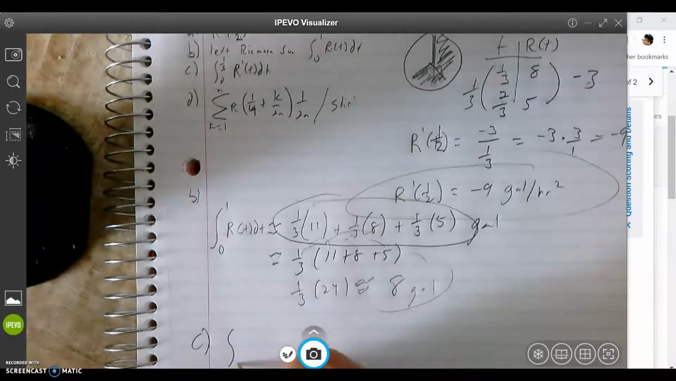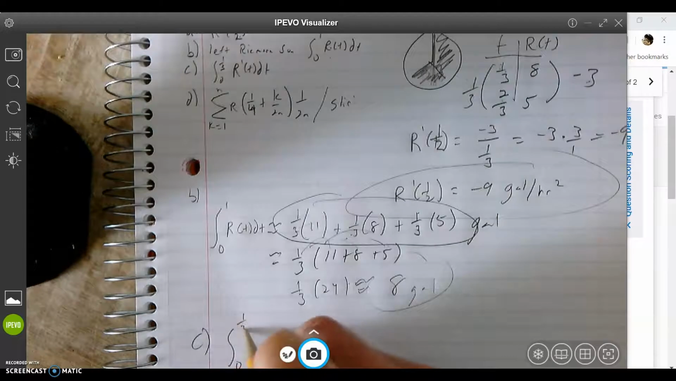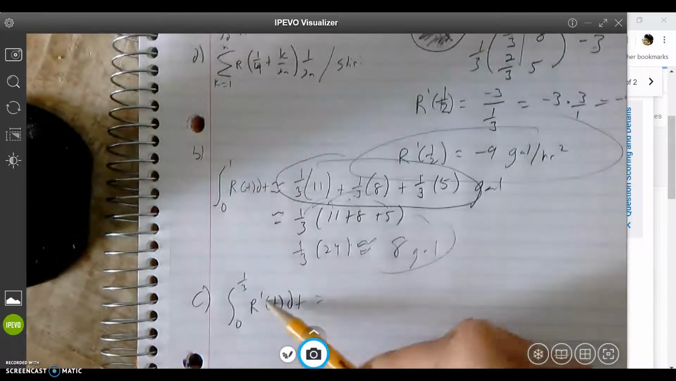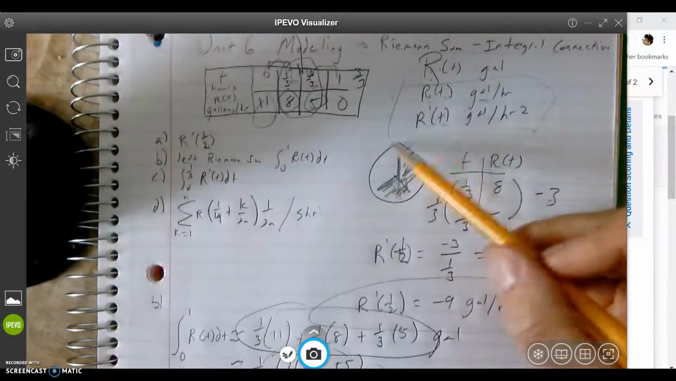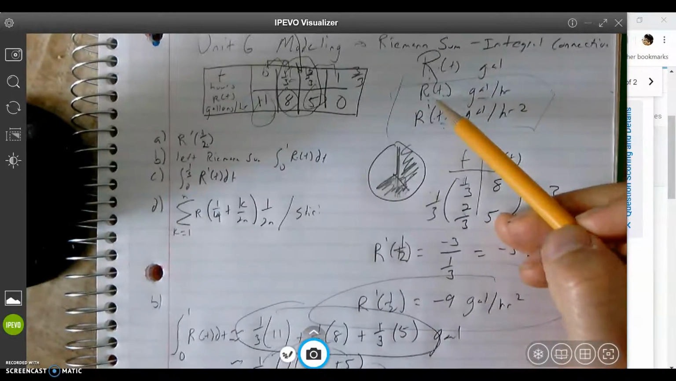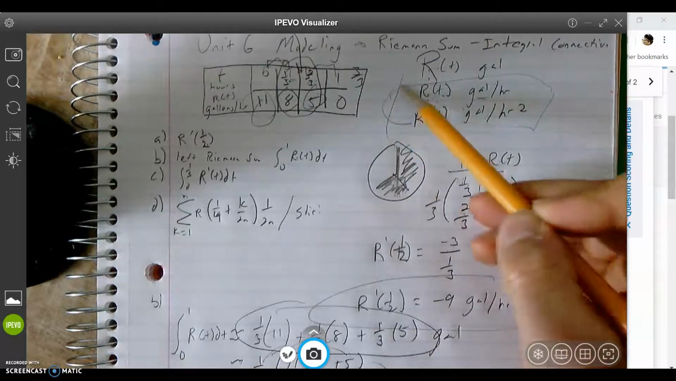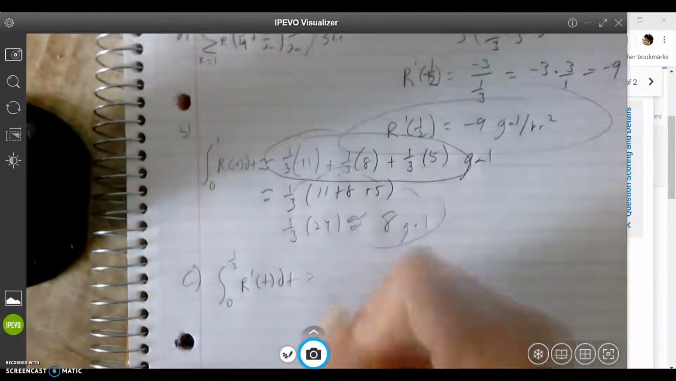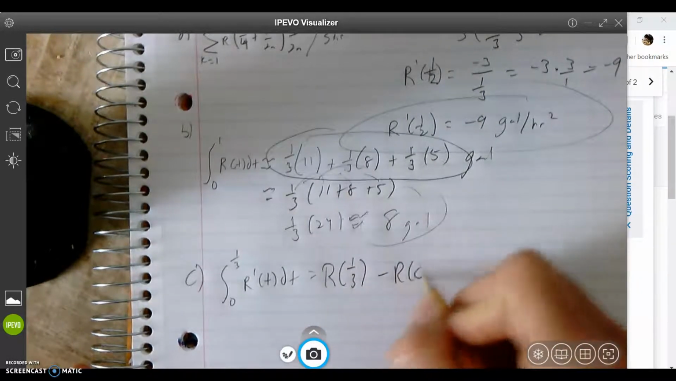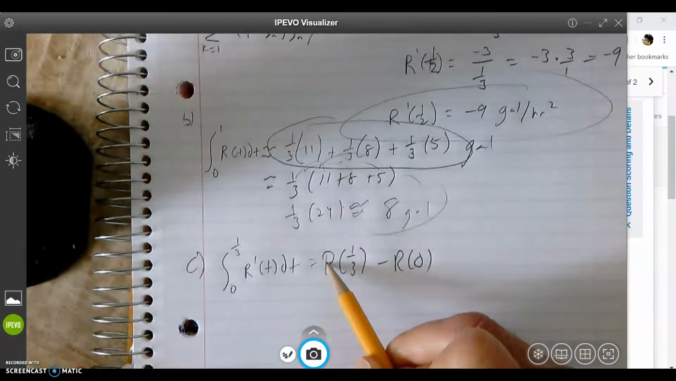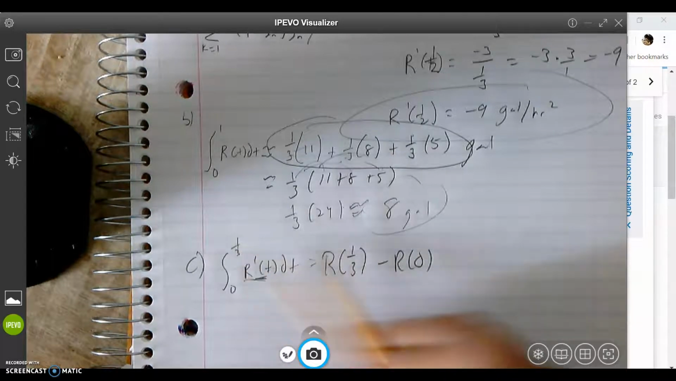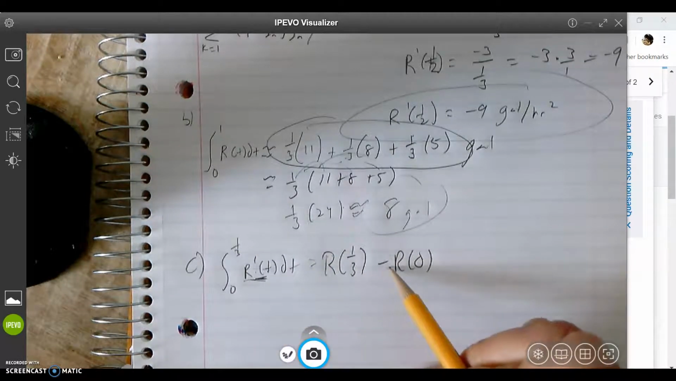So I've got to find the integral between 0 and 1/3 of r prime of t dt. So you're finding the integral of r prime. The integral of r prime is just r. And this is r here. So this is just a chart problem. The integral of r prime is just regular r. So that means by the fundamental theorem of calculus, this is r of 1/3 minus r of 0. The antiderivative of the integrand, plug in the upper limit, minus the antiderivative of the integrand, plug in the bottom limit.